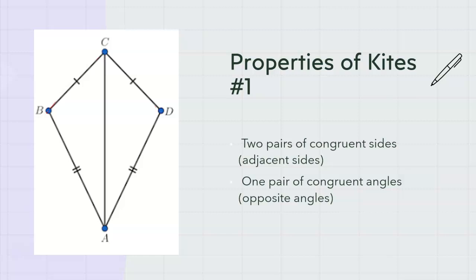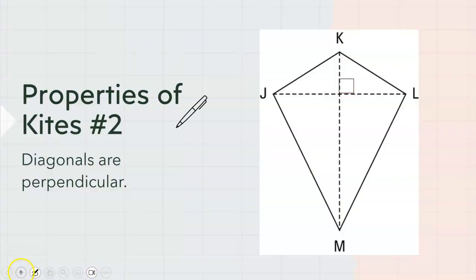There's also one pair of congruent angles. Those are the angles that are going to be opposite each other, and you can use the symmetry of the kite. There's a line of symmetry down the middle of the kite, and that can help you find these congruent pairs. So this triangle and this triangle are congruent, so their corresponding parts would also be congruent. So that's the first property. Make sure those are in your notes.